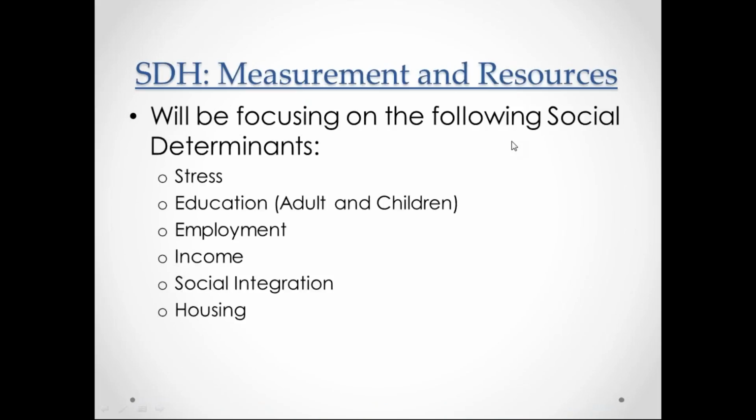I'd like to talk about some of the social determinants and go into some measures about them and how the PRAPARE tool assesses them, and some responses that may be helpful when thinking about these social determinants. So the ones we'll be focusing on are stress, education, with regard to both adults and children, employment, income, social integration, and housing.